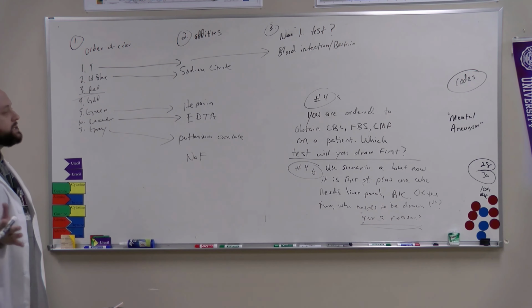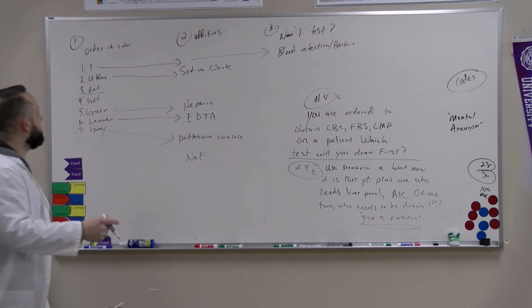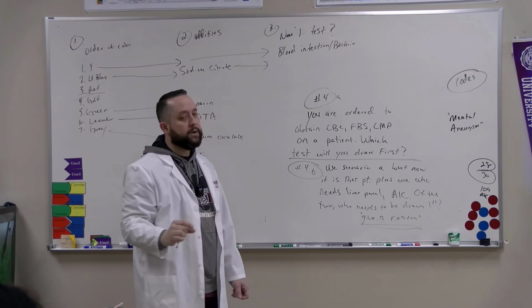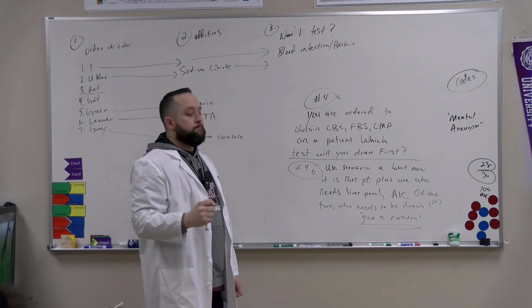Did anybody get any other tests written down for any of the colors? I put CBC on light blue. Okay. Does anybody know what that one's for? It's the one I was passing around on Tuesday with the little liquid in the bottom. I kept saying something about a 9-to-1 ratio. Serum and plasma. No.